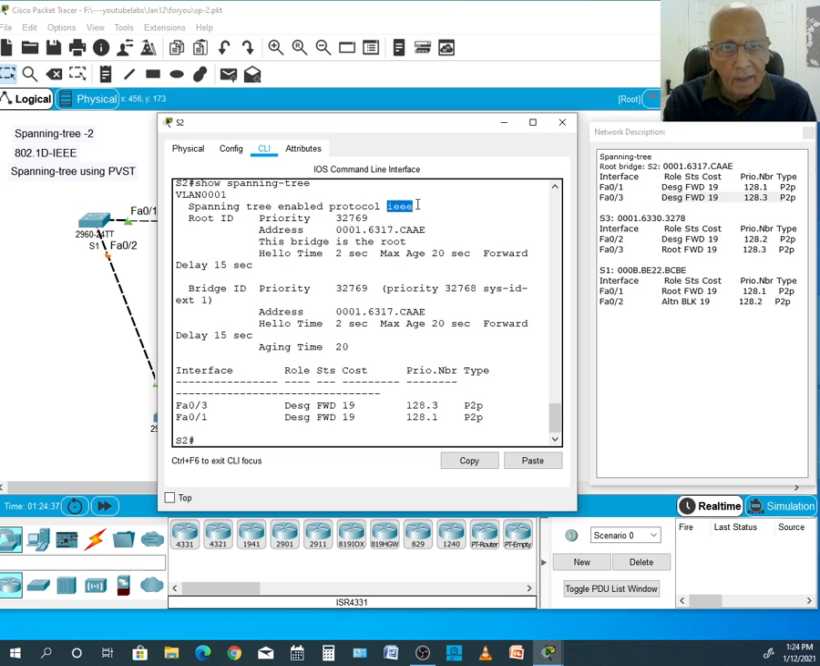IEEE is the international standard. The same thing in Cisco we call PVST. The difference: in IEEE, there is one instance of spanning tree per switch, whereas PVST depends on how many VLANs you create. For every VLAN, there will be an instance of spanning tree running. So in one VLAN you may be the root bridge, and in another spanning tree instance that switch may not be the root bridge. That is the idea of PVST, per VLAN, Cisco proprietary. But in the international standard, 802.1D, there is one instance of spanning tree per switch.